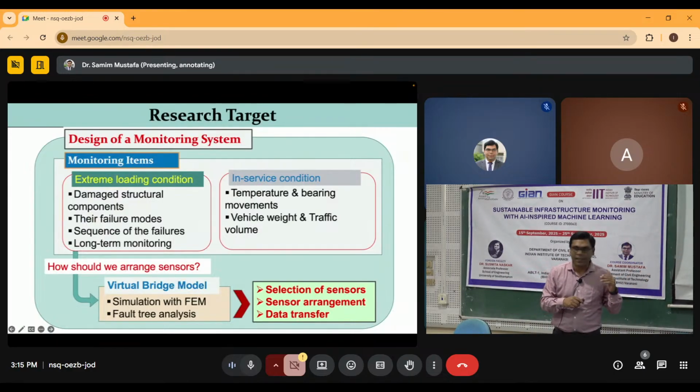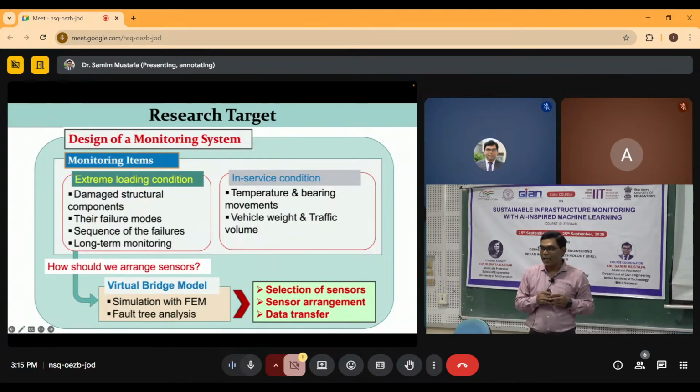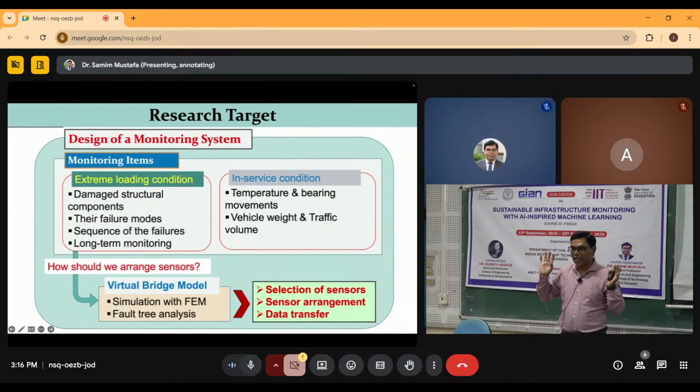Based on this result, we can propose that these are the vulnerable points, and we can place the sensor at this location and that location. This will be applicable only for monitoring earthquake related damage. So why do we need this? Suppose there is a major disaster. During a major disaster, many structures will collapse and there will be many casualties.